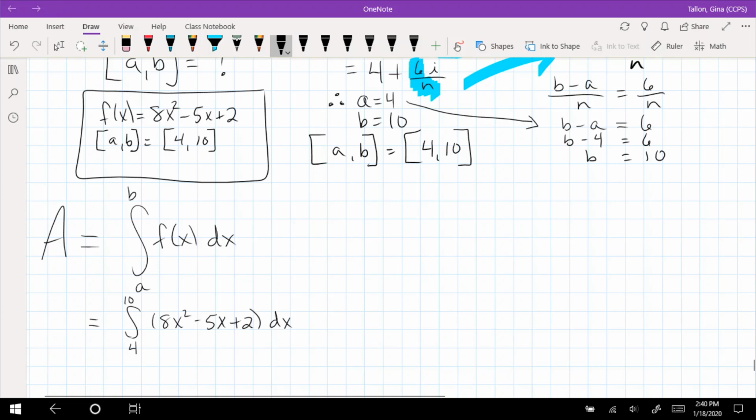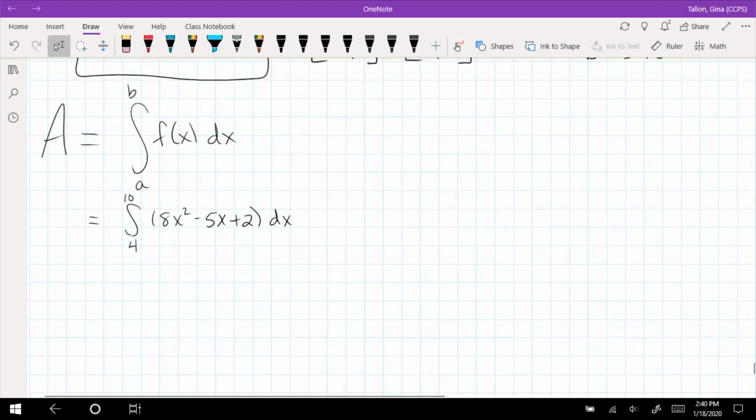And I'm going to integrate this and use the fundamental theorem of calculus to evaluate my answer. This gives me, copy the 8, integrate x squared as x cubed over 3, minus 5, you integrate the x as x squared over 2, I'm just using the simple power rule, plus 2x, and this is evaluated from 4 to 10.